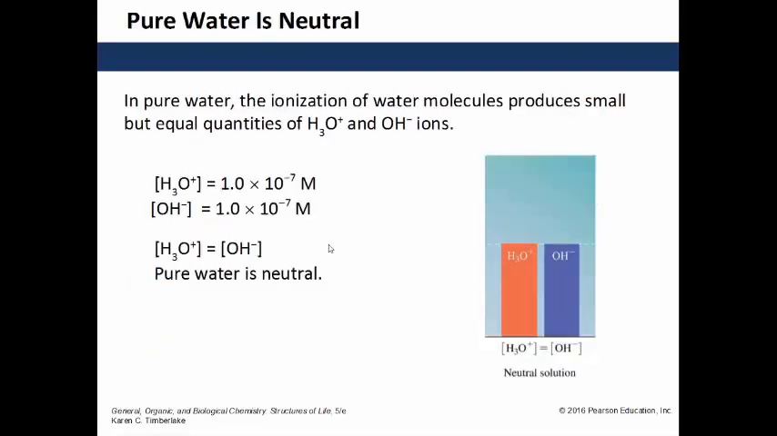For pure water, the ionization of water molecules produces small but equal amounts of both hydronium and hydroxide ions. And if we look at the concentrations of both of those in pure water, you get this molarity, 1 × 10 to the -7. So they are both equal to each other. So pure water is a neutral compound. That's what's showing you here, hydronium ion and hydroxide ion, and pure water is a completely neutral solution.